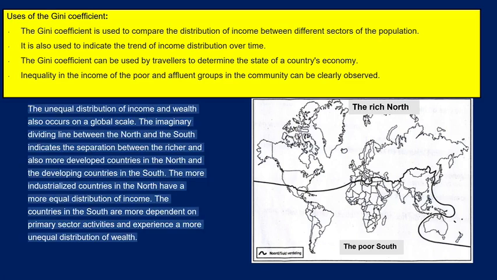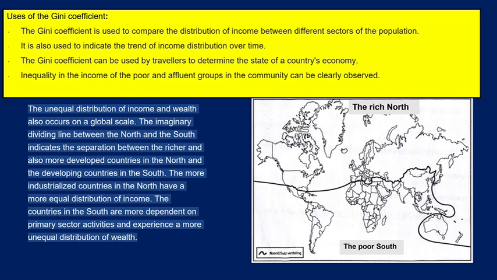Right, so the unequal distribution of income and wealth also occurs on a global scale. The imaginary dividing line between the North and the South indicates the separation between the richer and more developed countries in the North and the developing countries in the South. The more industrialized countries in the North have a more equal distribution of income. The countries in the South are more dependent on primary sector activities and experience a more unequal distribution of wealth.